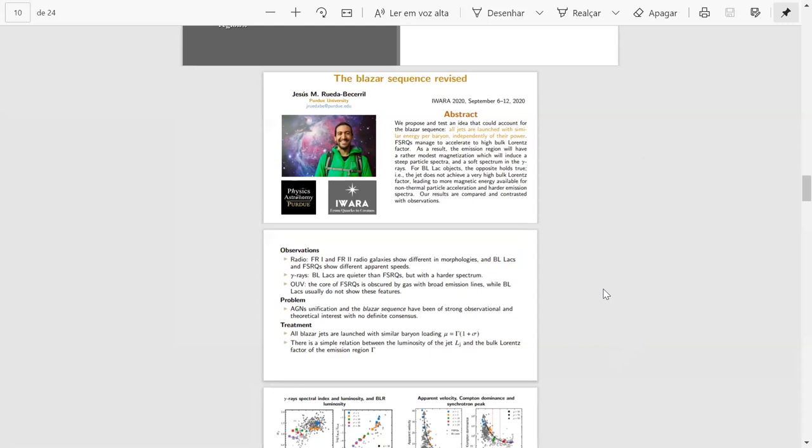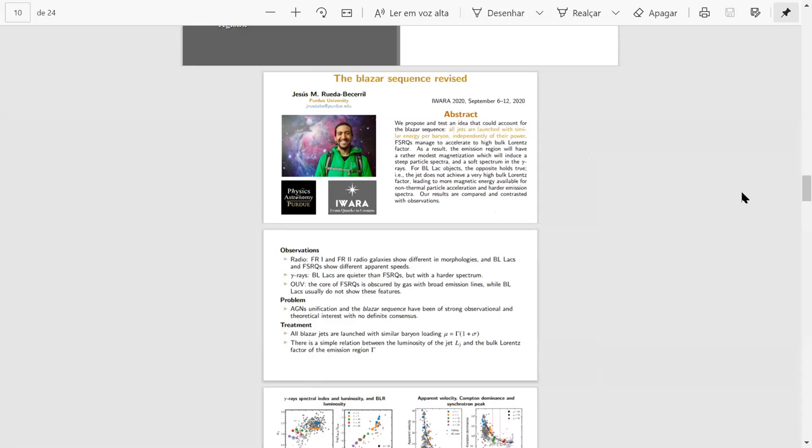This model relies on the idea that all jets are launched with similar energy per baryon, independent of their power. In blazars, this translates into the fact that FSRQs manage to accelerate to high bulk Lorentz factors, and the emission from these objects corresponds to mildly or low magnetized jets.